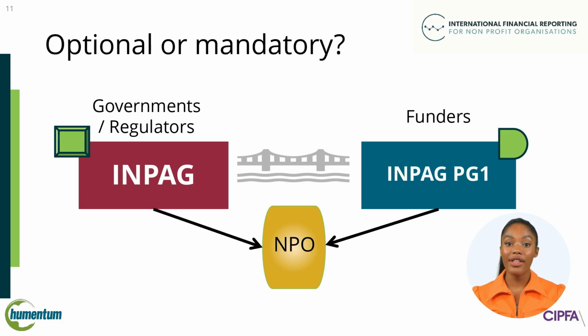INPAG may become part of mandatory reporting requirements for certain NPOs in countries that adopt it. Funders may choose to require or allow grant reports to be prepared using the format in the Practice Guide, even if an NPO is not following INPAG. The strongest benefits arise, for both NPOs and their funders, when an NPO uses INPAG for its main accounts, as well as using the Practice Guide for its grant reports.